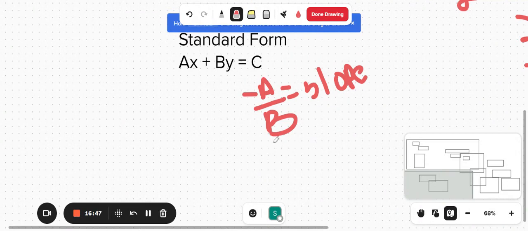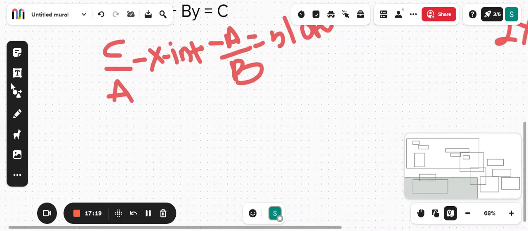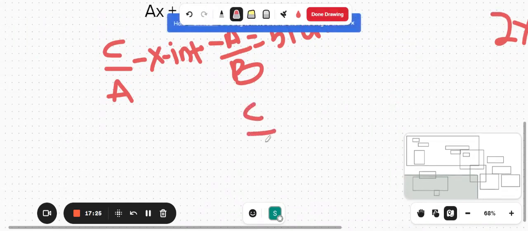For the x-intercept, all you have to do is c over a, and you will get your x-intercept. That's a very easy way. You don't have to shift the whole thing into y is equal to mx plus b, and then set the equation equal to 0 and solve for it. That's a very, very long process. This is way, way simpler. Then to find your y-intercept, lastly, that is just c over b.